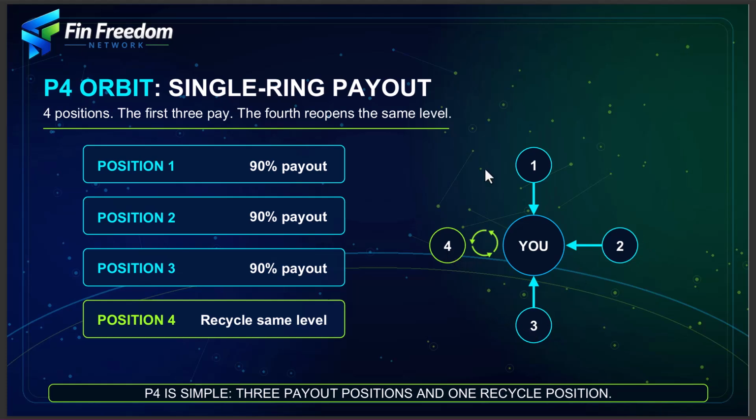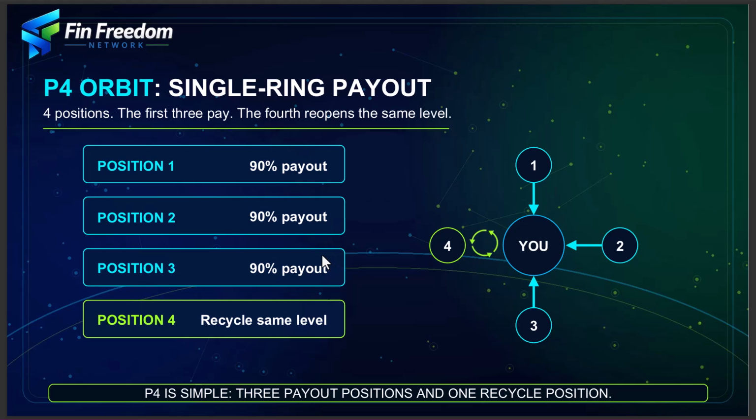The system says that for each of the positions someone takes, and sometimes it's not you that referred them, it's just people who position in your orbit. So any time your orbit is filled up like you see in this structure, you receive 90% of level 1, for instance, 90% of level 1, 90% of level 1, and then this fourth position recycles the entire structure for you.